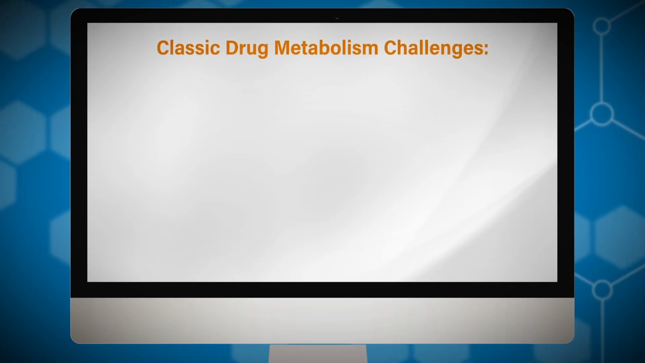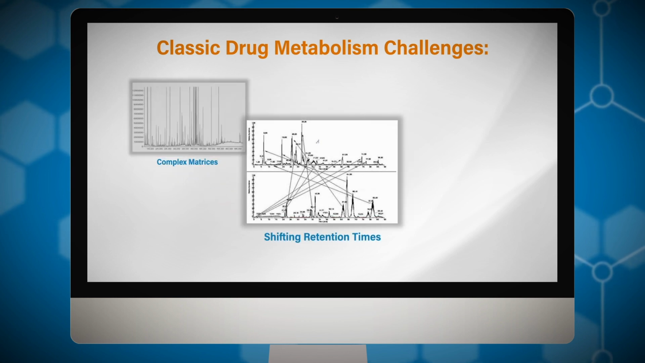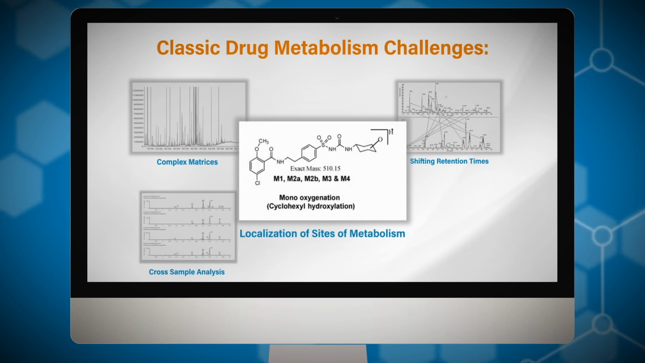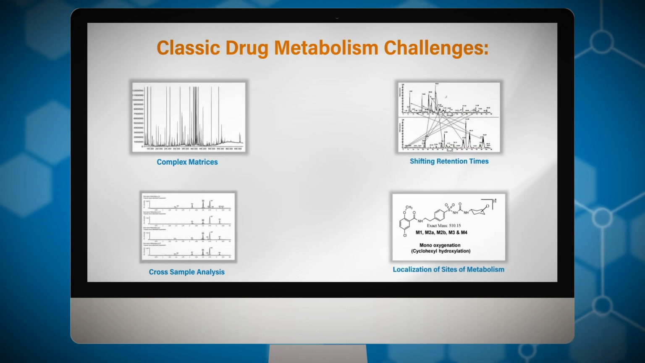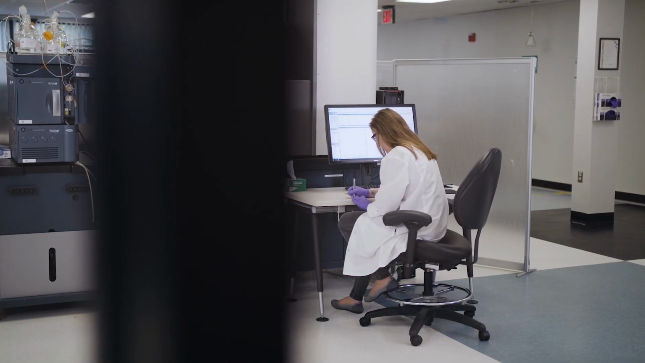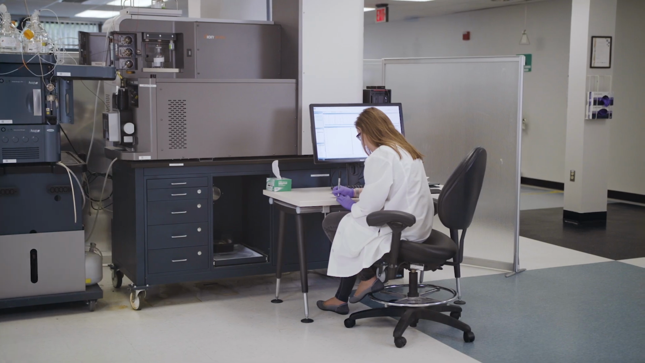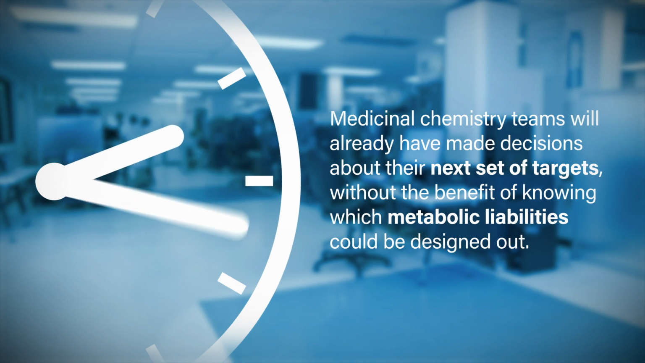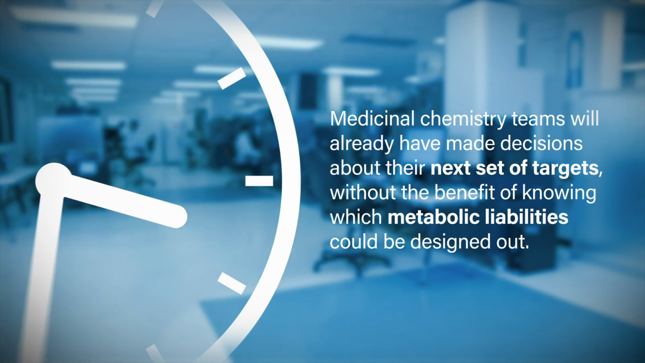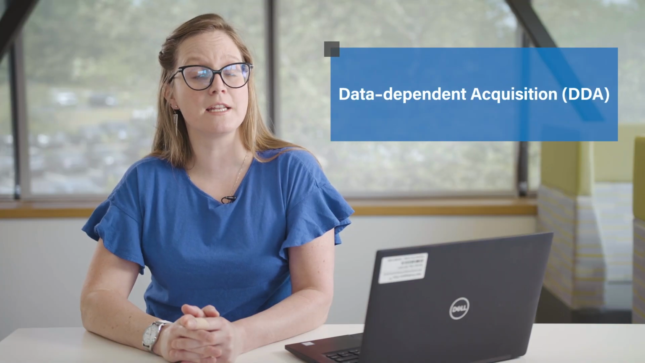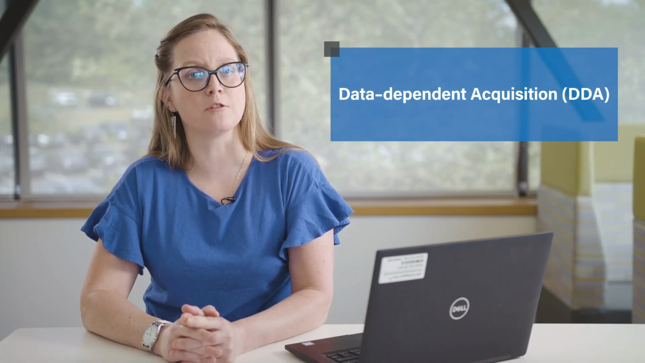And that's all within the context of the classical drug metabolism challenges of complex matrices, shifting retention times, analyzing cross-samples, and the need to be as specific as possible about sites of metabolism, rather than just reporting on oxidation. Unless DMPK labs can provide feedback on the metabolic fate of compounds within a few days, medicinal chemistry teams will already have made decisions about their next set of targets, without the benefit of knowledge of metabolic liabilities which could be designed out. Another limitation is the use of traditional data-dependent acquisition, or DDA methods, to obtain MS data.